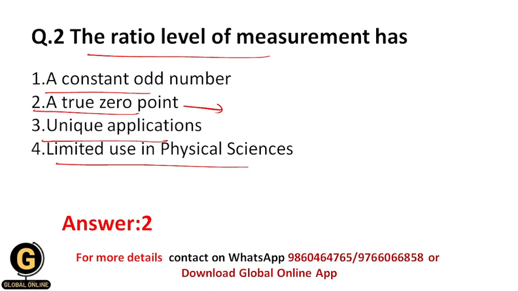I mean to say the variable has a proper zero value, and it means that there is absence of the attribute. So if you want to represent the absence of the attribute, then you can give the value 0 to it. All of you getting it? That's why the ratio level of measurement has a true 0 point, but other levels of measurement like nominal, ordinal and interval do not have a true 0 point. Only the ratio level of measurement has this characteristic, and that's why your correct answer should be 2.